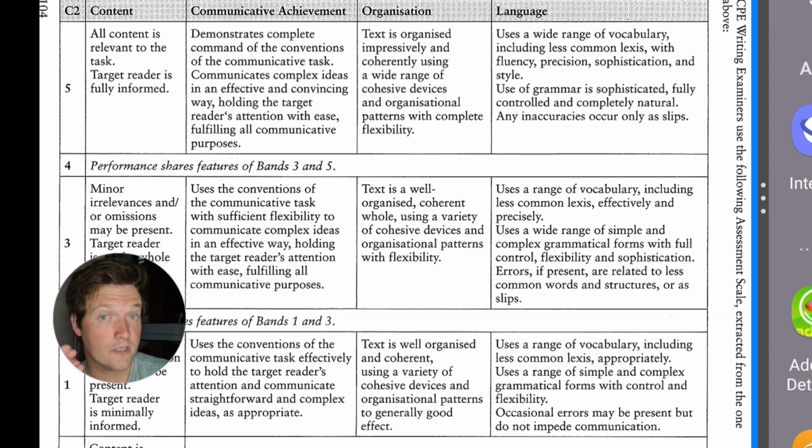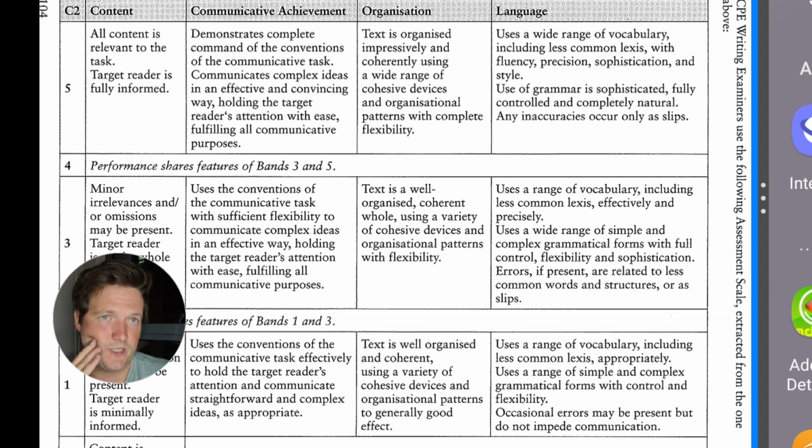Language. Now, language is Roland's strong point, I have to say. He uses some brilliant vocabulary, always does, and it's usually very appropriate with a few minor errors. So I wouldn't say it's going to be a 5, which says uses a wide range of vocabulary, including less common lexis. That's definitely true, with fluency, precision, sophistication, and style. There are a few errors sometimes. Sometimes it's not quite right.